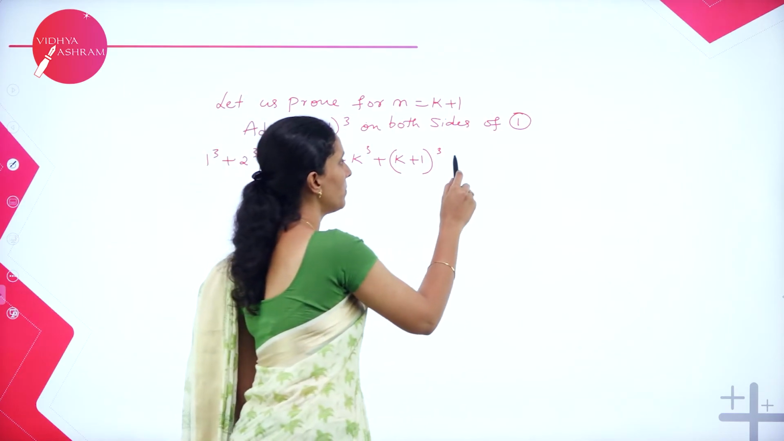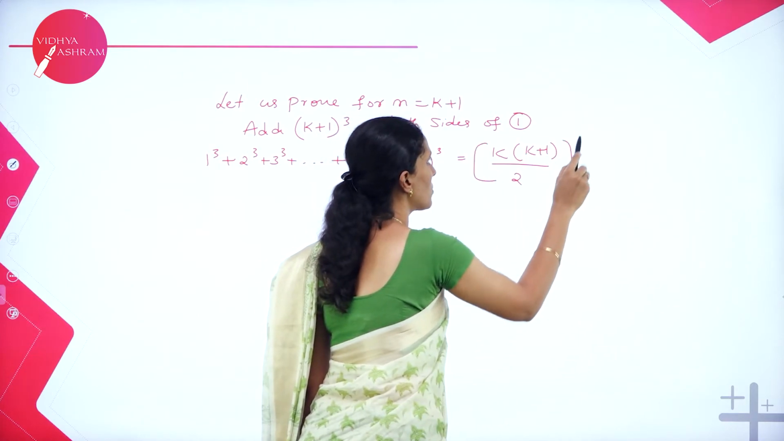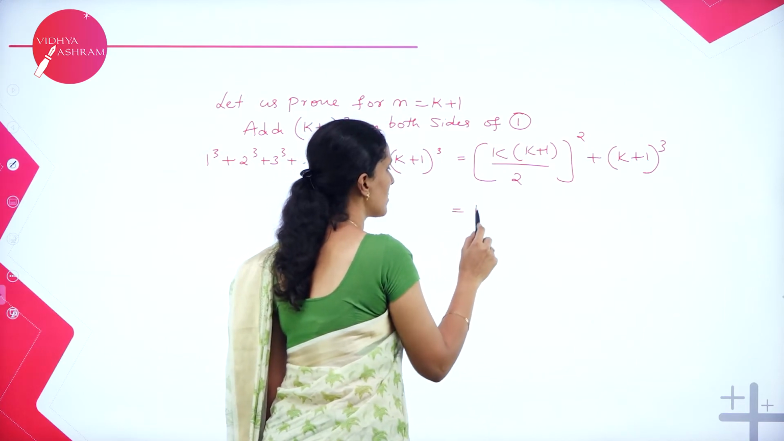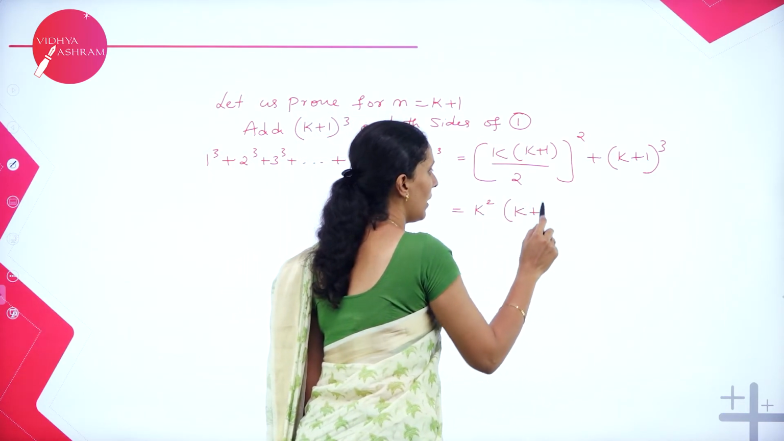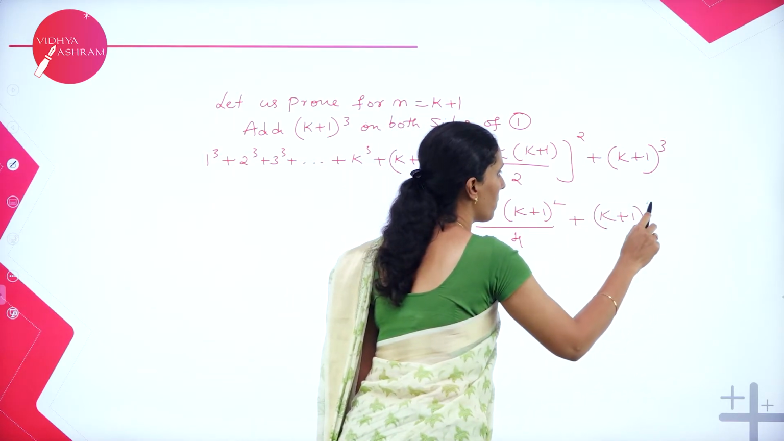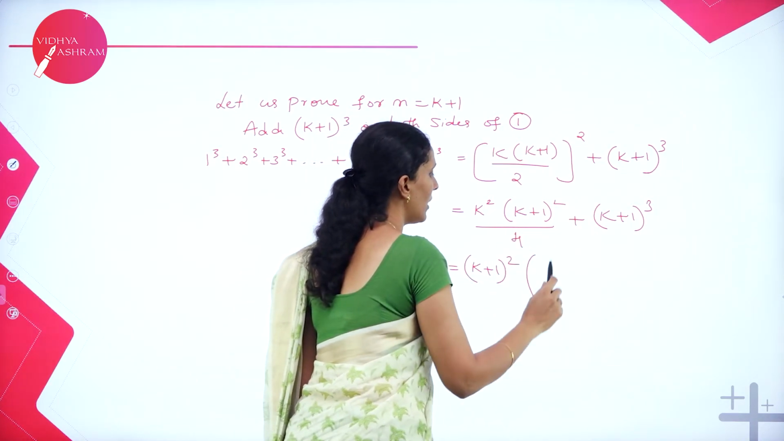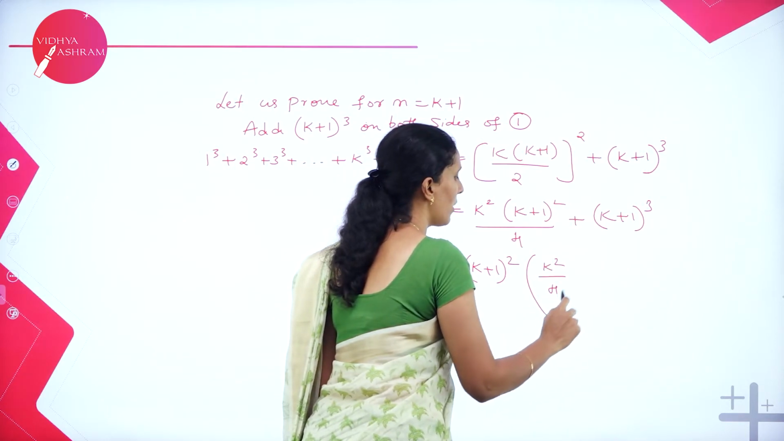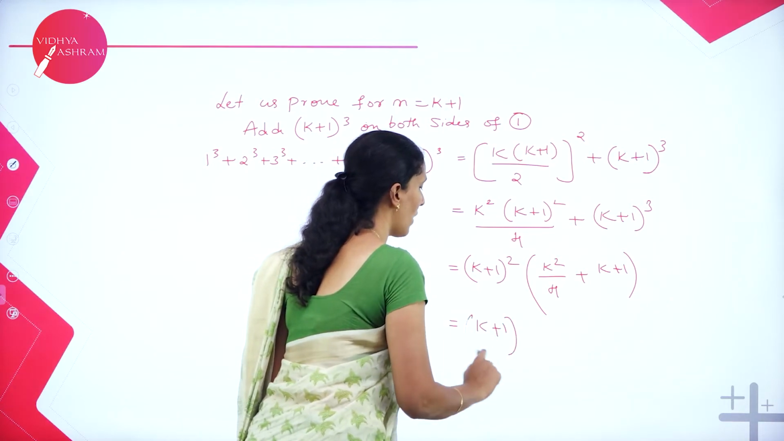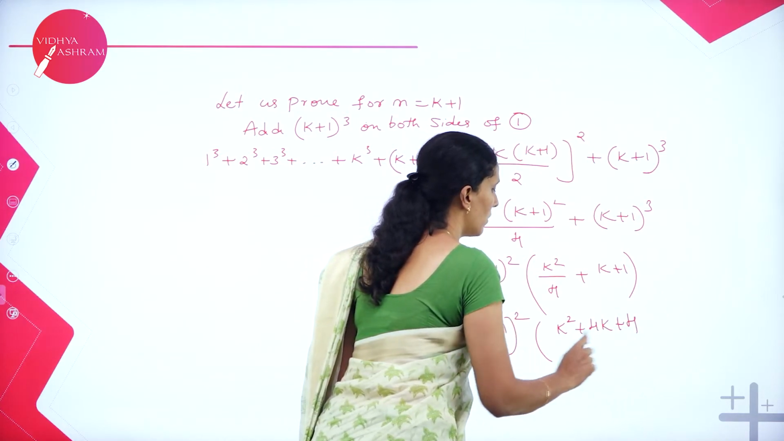So that is equal to k into k plus 1 divided by 2 whole square plus k plus 1 whole cube. First let us write this as k square into k plus 1 whole square divided by 4, plus k plus 1 whole cube. So we can take k plus 1 whole square as a common factor. Then it becomes k square divided by 4 plus k plus 1. So we get k plus 1 whole square into k square plus 4k plus 4 divided by 4.